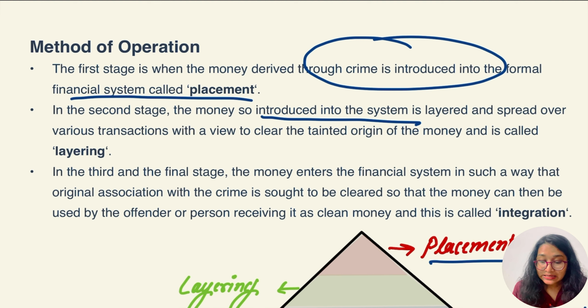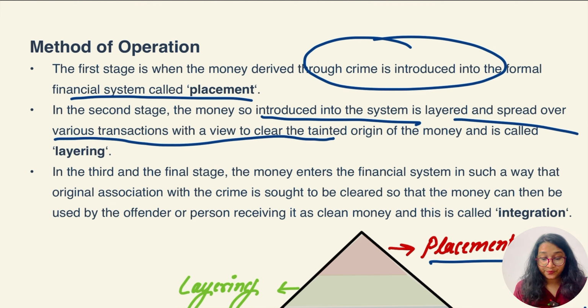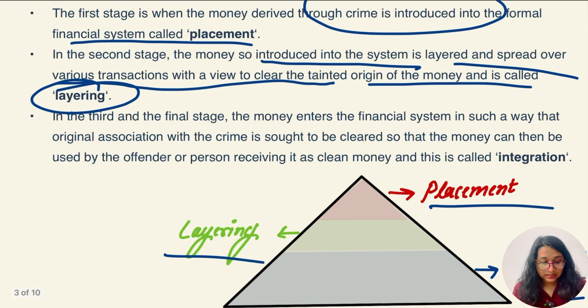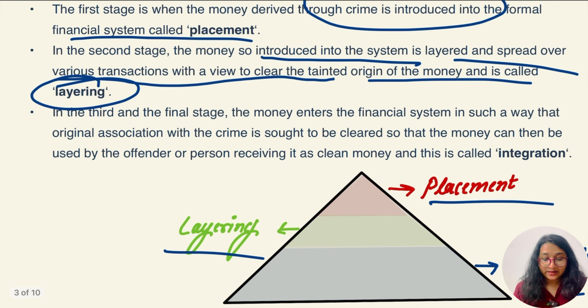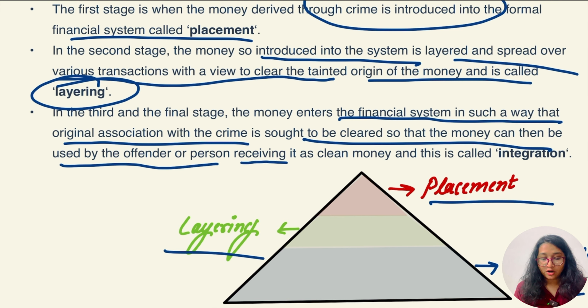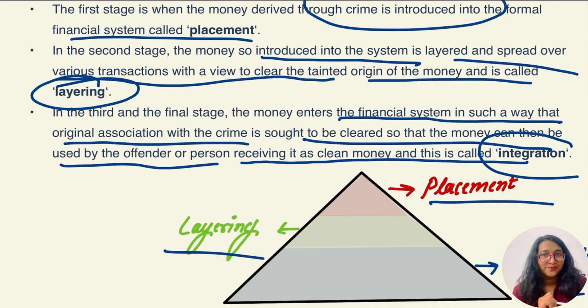And it is layered and spread over various transactions to cloud the tainted origin of the money, and that is called layering. Hope these two parts are clear. In the third and final stage, the money enters the financial system in such a way that the original association with the crime is cleared, so that the money can be used by the offender or a person receiving it as clean money, through integration.